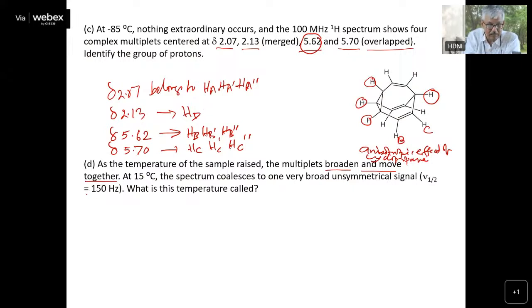You can see the width of the signal, 150 hertz, is so broad. So what is this called? The temperature at which the two peaks merge or coalesce into a very broad peak is called TC, or the temperature of coalescence.